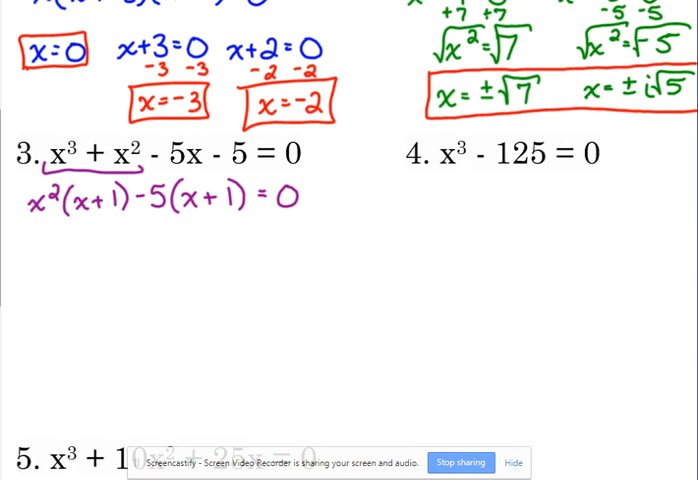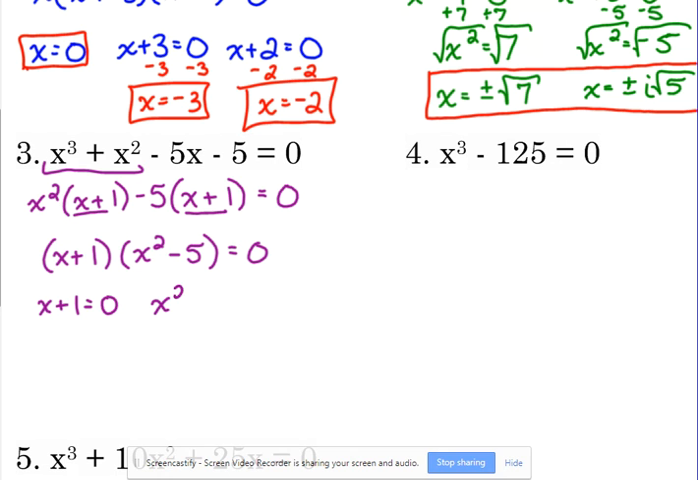Okay, notice that that sign does change. This has got to be the exact same linear factor. If it's not, then factoring by grouping didn't work. So we've got x plus 1 times x squared minus 5. Okay, x squared minus 5 is close to being the difference of perfect squares, but 5 is not a perfect square. So then we just set each of these equal to 0, and we solve them for x.